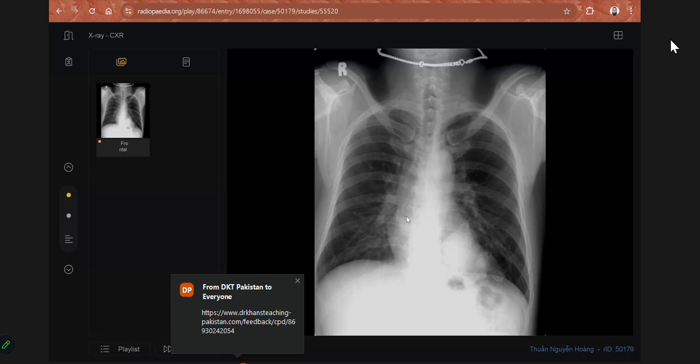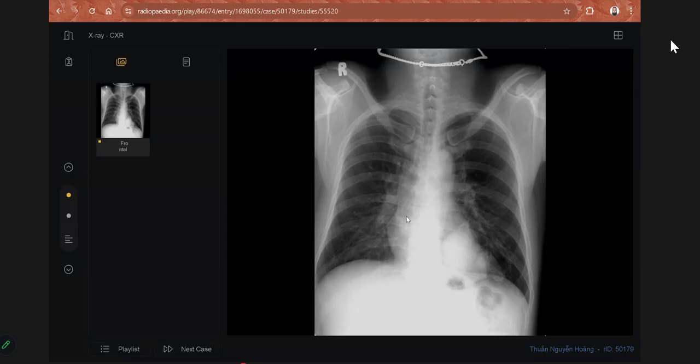Second thing, whether it is aggressive or non-aggressive, and maybe some involvement of other structures. I like your comment that there is no destruction, so it is non-aggressive.